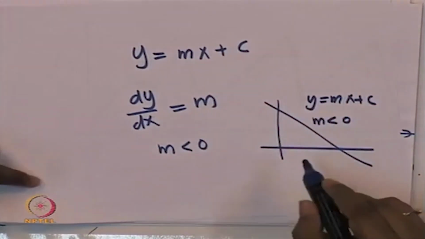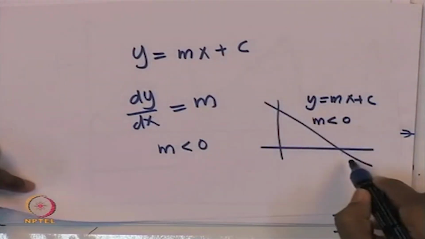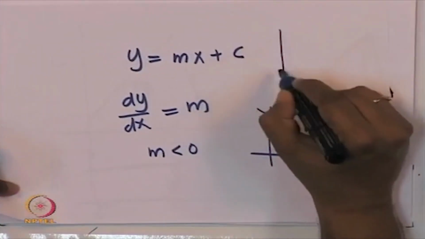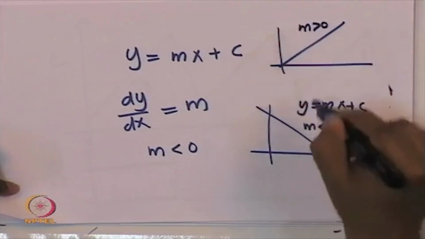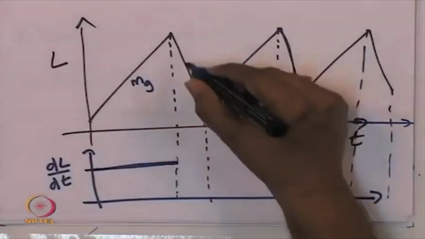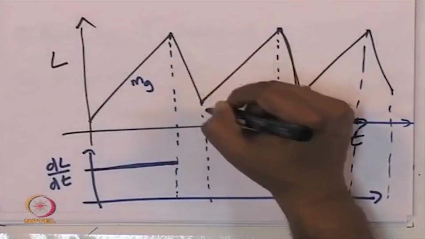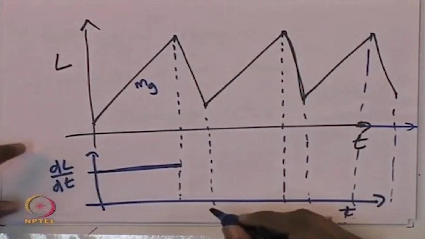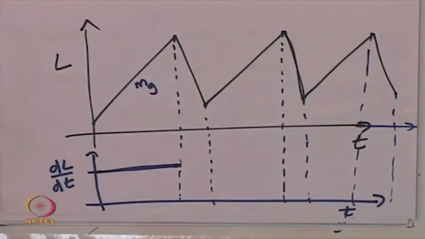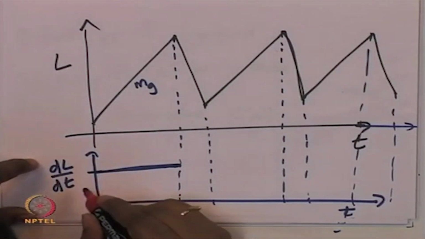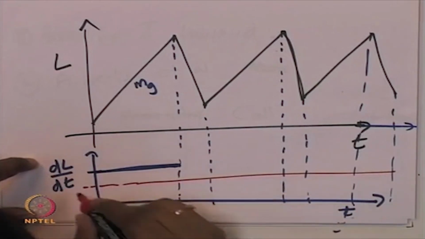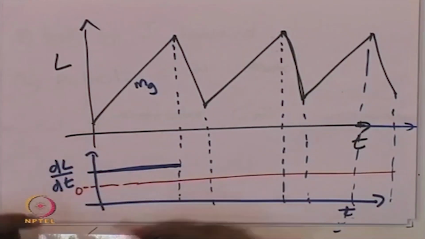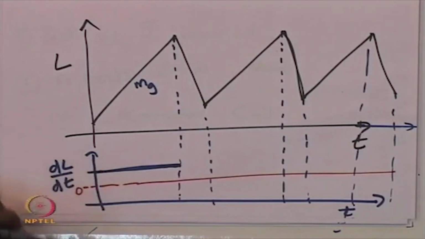What does this mean? If x increases, y decreases. If y is equal to mx plus c with m positive, and this is m negative. So, here the m is a negative value, but a large negative value. So, we have to also make a negative axis here. Let me call this the 0 line. So, this one has to be less than 0, much below, and this has to be much larger than this.